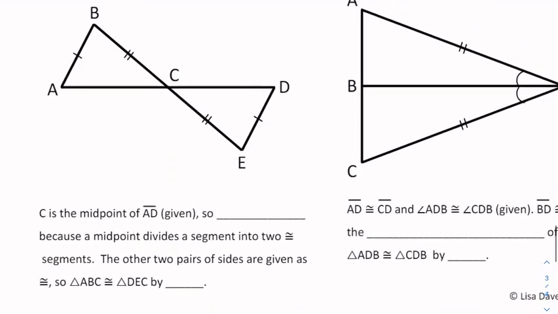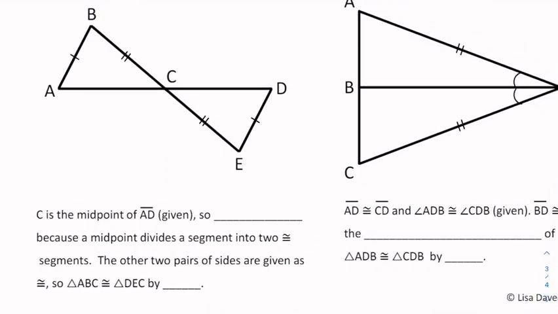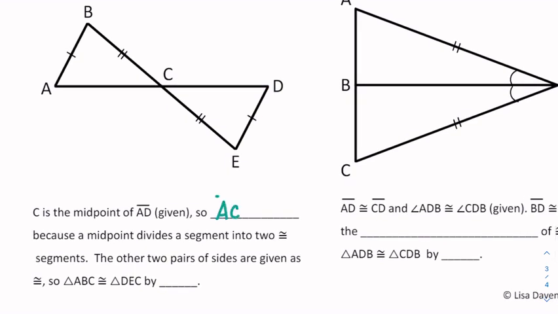All right, so our explanation says C is the midpoint of AD. So C is perfectly in the middle between these two points. All right, so that means that AC, that side, is congruent to CD. If it's perfectly in the middle, then you know the two sides are going to be equal. And then it continues to say that it's because a midpoint divides a segment into two congruent segments.